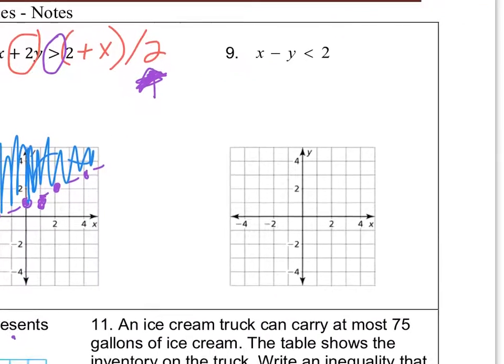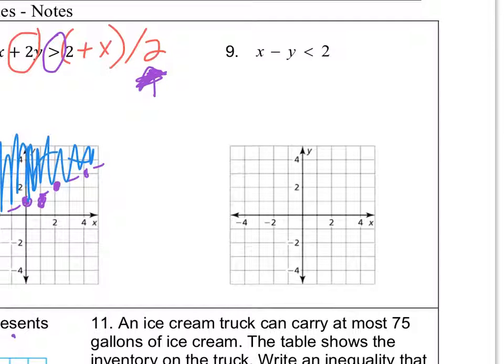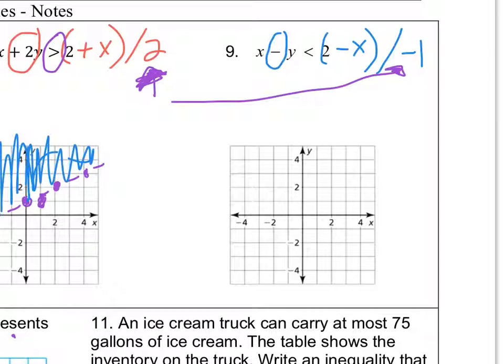Okay, let's do number 9. First thing we need to do is get it into the y equals format, so we're going to do calculator, or parenthesis, opposite of x, close parenthesis, and divide by, what are we dividing by? We're dividing by -1. Okay, remember what I just said? If we're dividing by a negative, we have to flip our inequality. So we're going to rewrite this. Y is greater than, parentheses, 2 minus x, close parentheses, divided by -1. Okay, so we've accounted for our negative division.